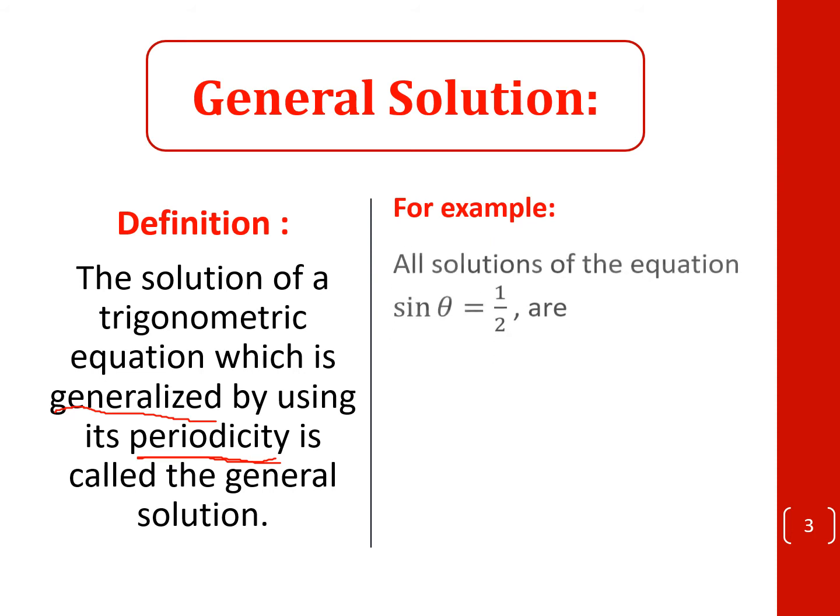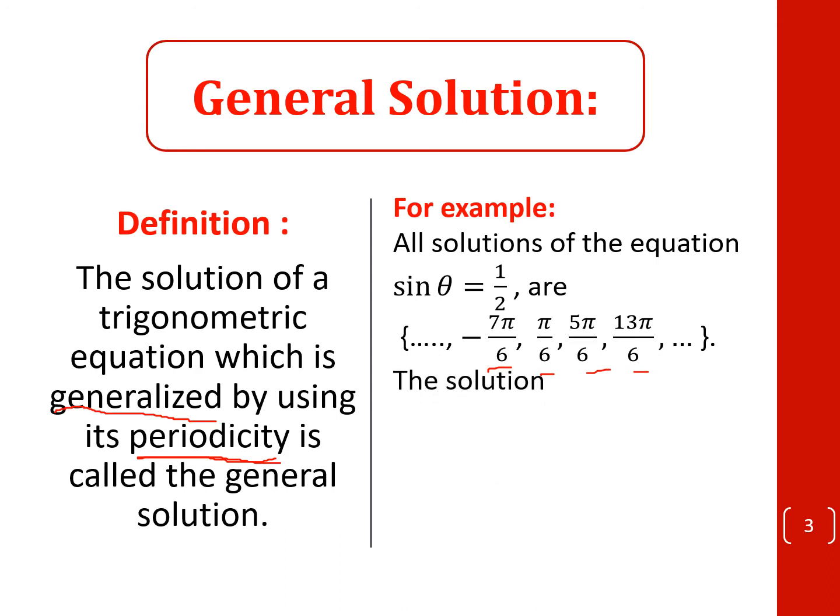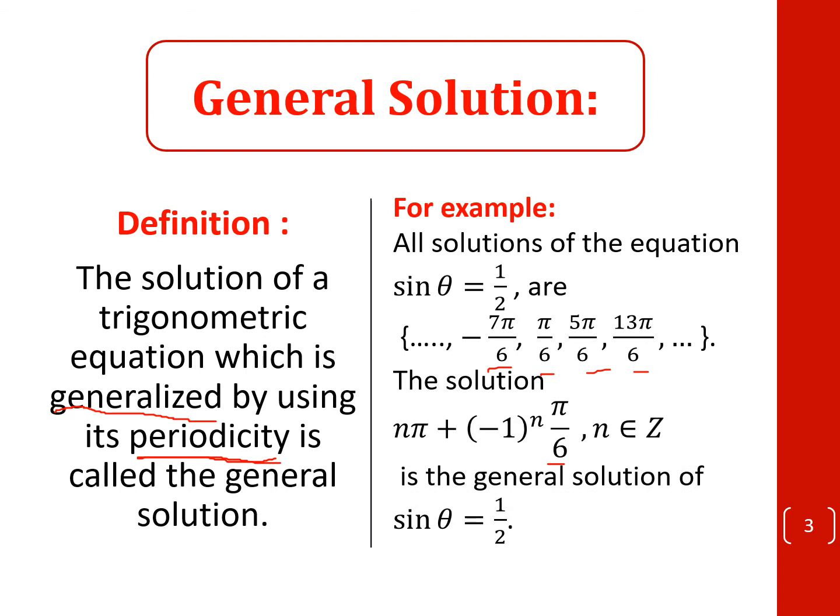For example, all solutions of the equation sin theta is equal to 1 by 2 are minus 7 pi by 6, pi by 6, 5 pi by 6, 13 pi by 6 and so on. We can generate all these solutions by using periodicity of the sine function. So the solution n pi plus minus 1 raised to n pi by 6, where n belongs to Z, is the general solution of sin theta is equal to 1 by 2.